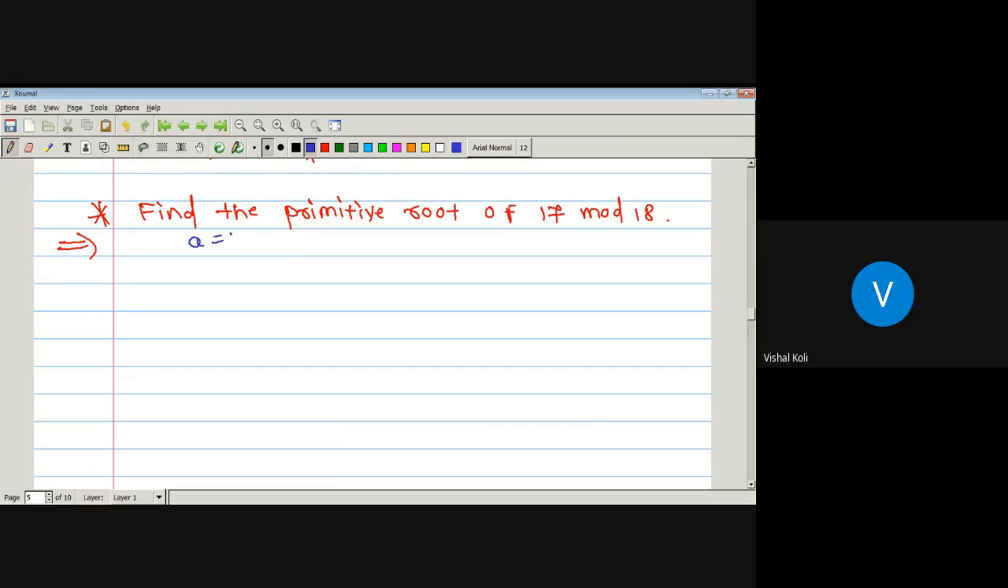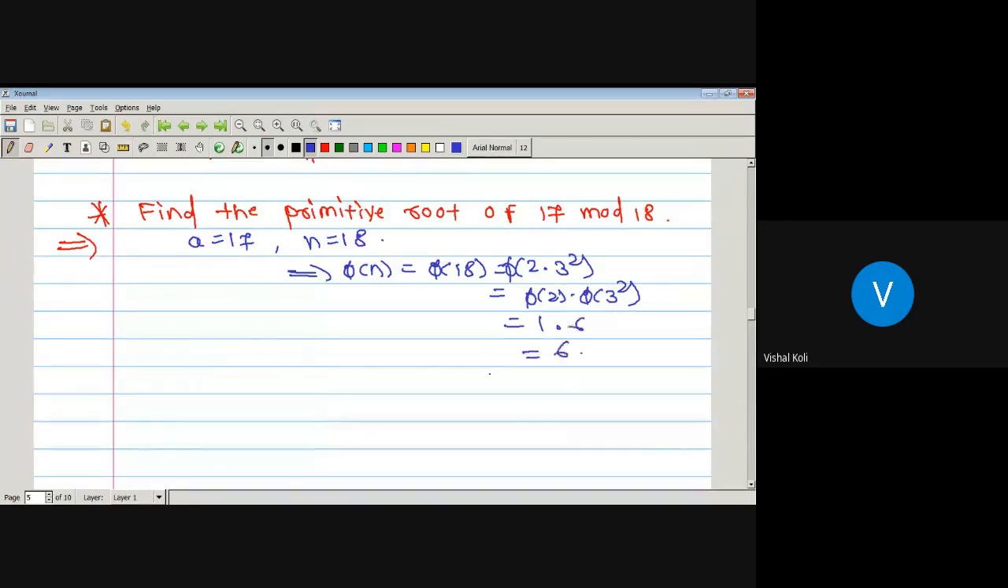n is equal to 18, which implies phi of n is equal to phi of 18. 18 can be written as 2 into 3 square, which is phi of 2 into 3 square, which is nothing but phi of 2 into phi of 3 square. What is the value of phi of 2? Which is 1, into phi of 3 square will be 3 square minus 3, which is 6. So phi of 18 will be 6.